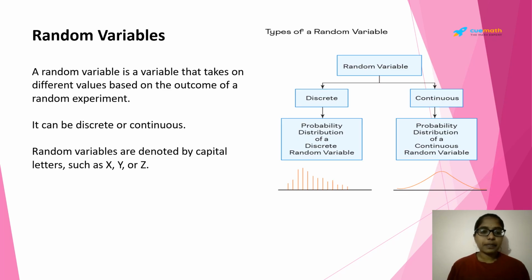Random variables. A random variable is a variable that takes different values based on the outcome of a random experiment. It can be discrete or continuous. Random variables are denoted by capital letters such as X, Y, or Z.